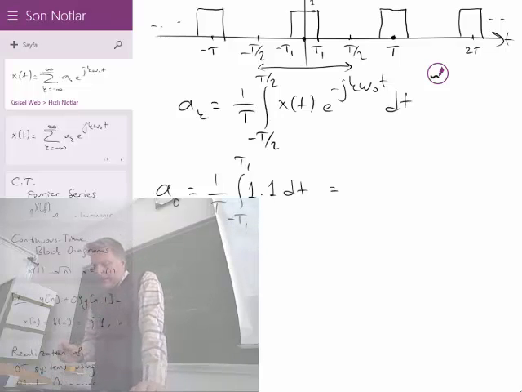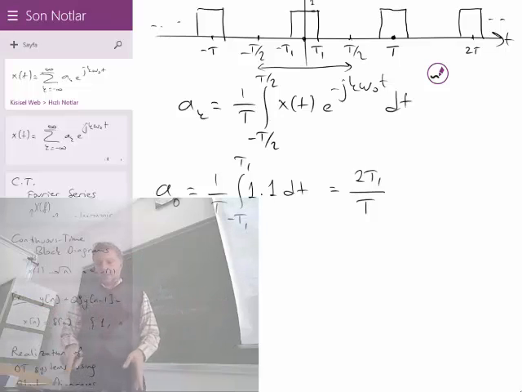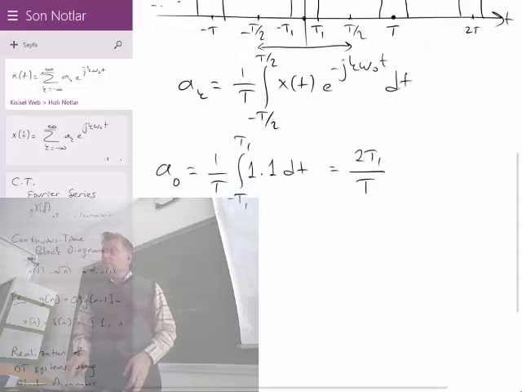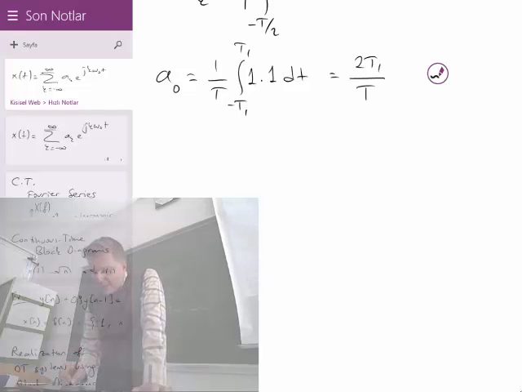So this integral is twice T1 over capital T. So this is a0, the DC component. Are we happy with it? This is the portion of the question that you have to solve, the DC component. What about the others? Usually the others are parameterized.